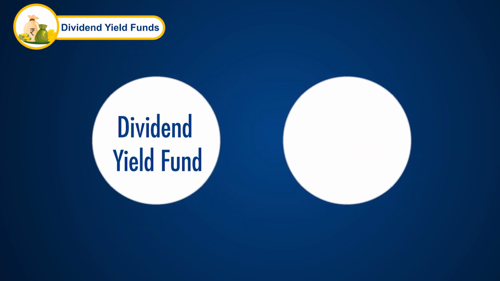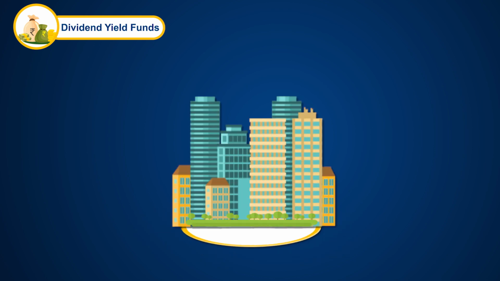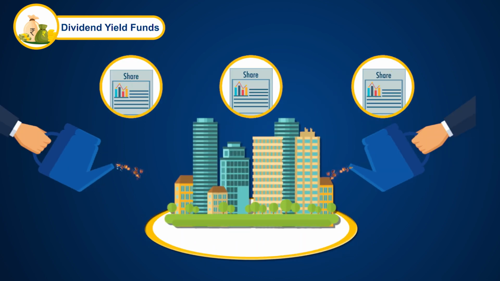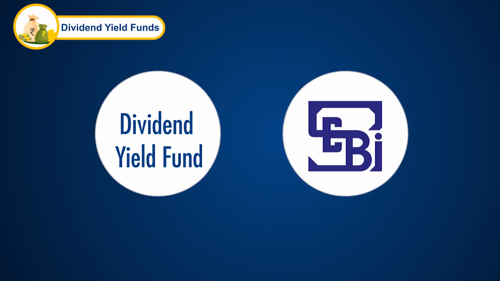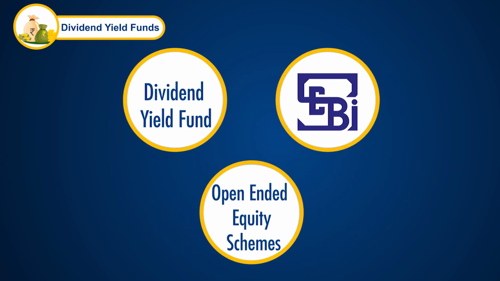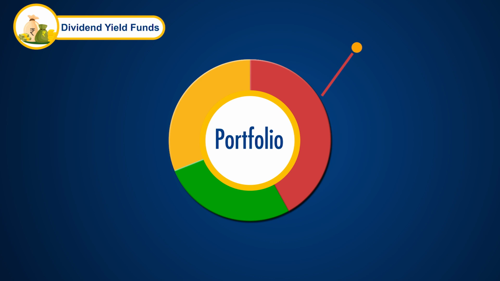yield becomes low. A dividend yield fund is simply a mutual fund which invests in instruments which are known to have high dividend yields. According to SEBI, these funds are open-ended equity schemes which predominantly invest in dividend-paying companies. They must have at least 65% of their portfolio invested in equities.